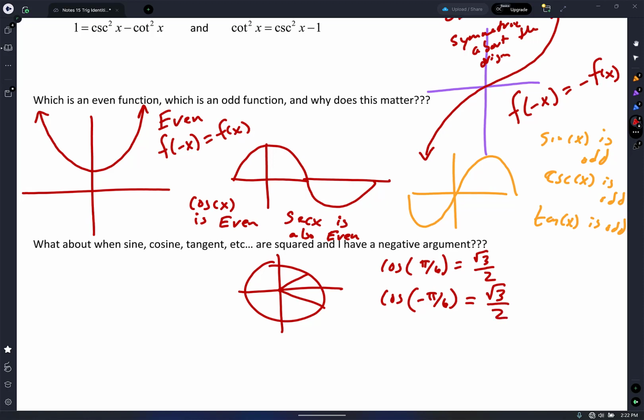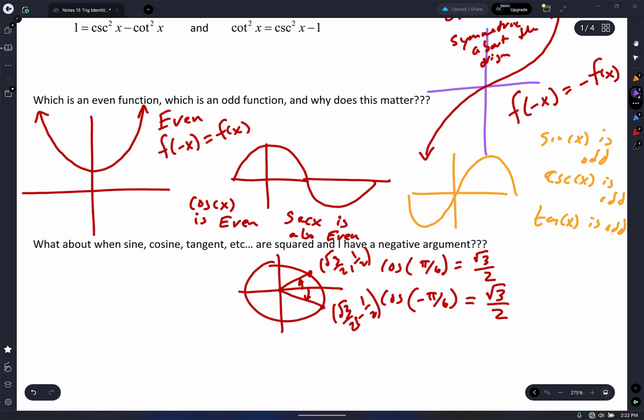So notice, I hope that all this is starting to make sense to you. This is where the plus minus comes from when we do arc cosine. Look, the positive pi over 6 is square root of 3 over 2. The negative pi over 6 is also square root of 3 over 2. Here's the positive pi over 6 for you visual learners: square root of 3 over 2, comma 1/2. Here's the negative pi over 6 for you visual learners: square root of 3 over 2, comma negative half. Cool or not cool?